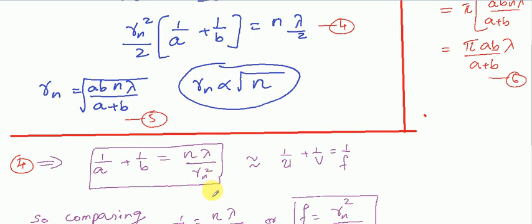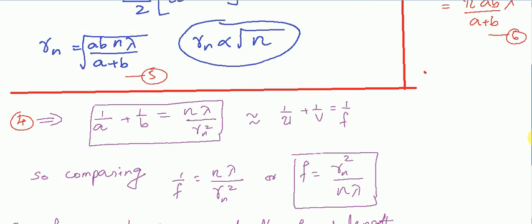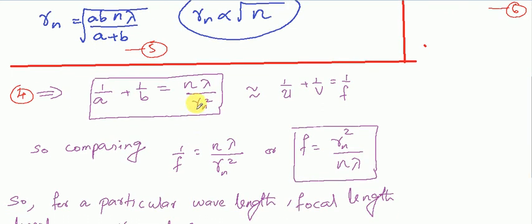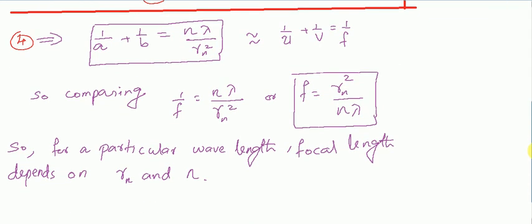You can find a similarity of this equation with the equation for a lens, 1 by u plus 1 by v equal to 1 by f, without the sign conventions and all. This is the same. So when we compare these two equations, in place of 1 by f, we get n lambda divided by Rn square. That is, 1 by f is equal to n lambda divided by Rn square, or the focal length f of a zone plate is given by Rn square divided by n lambda. Focal length of zone plate is given by Rn square by n lambda.